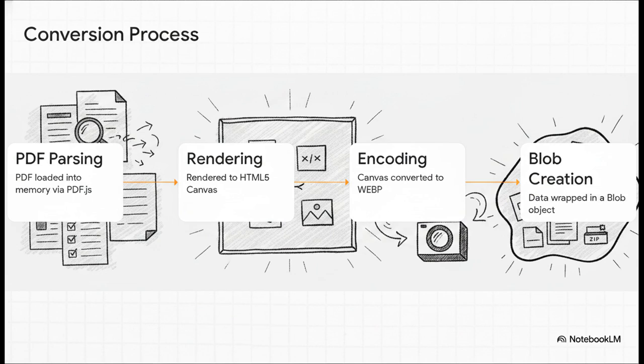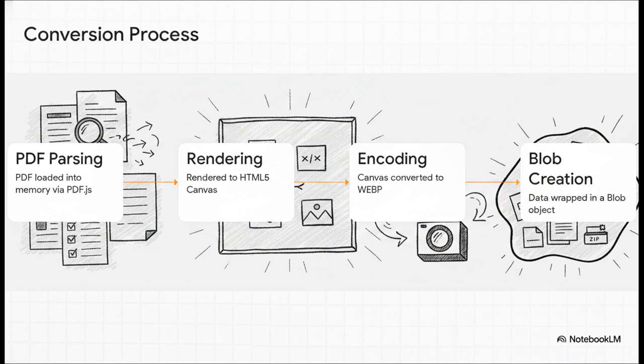Let's demystify the magic for a second and see exactly how your browser pulls off this vault-like security. First up is PDF parsing. Your file is loaded right into memory and read by Mozilla's incredible open-source library, pdf.js. Second is page rendering. This is where pdf.js draws all the vector graphics, the text, and the images directly onto an HTML5 canvas element. Third is the encoding phase, where your browser uses its own native features to convert that rendering right into a WEBP format.